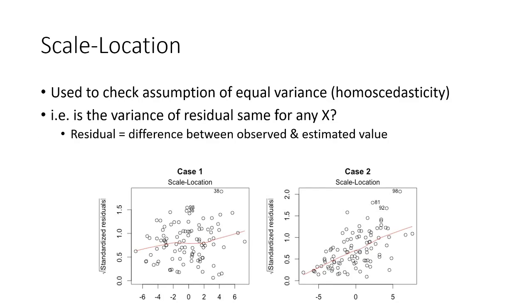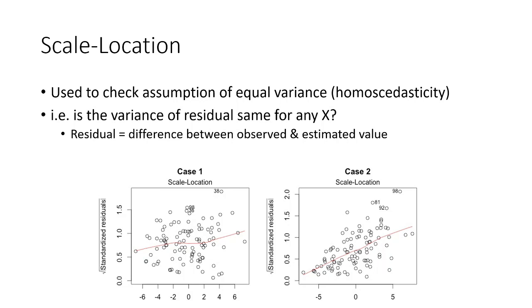Third plot, the scale location plot. This is used to check the assumption of equal variance. In other words, is the variance of any residual, or the difference between your observed and estimated value, the same across your entire data range? If the case is yes, then you're probably going to be okay, and if the case is no, then you've probably got the hetero thing going on.